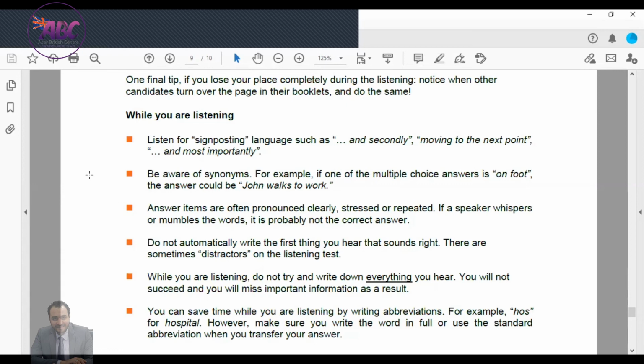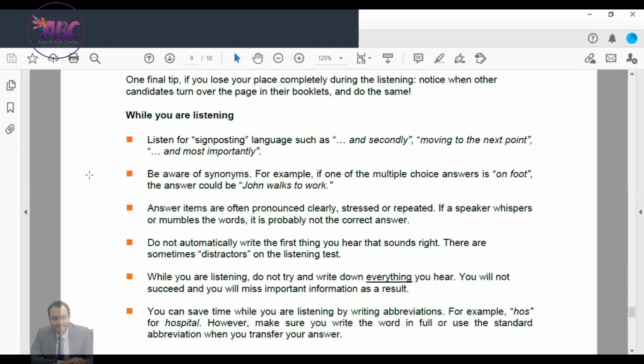Answer items are often pronounced clearly, straight, or repeated. If the speaker whispers or mumbles the words, it's probably not the correct answer. Do not automatically write the first thing you hear that sounds right. There are sometimes distractors. This technique is used a lot also. They give you some distractors.